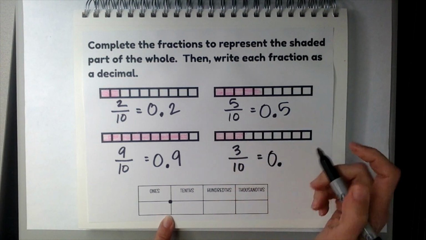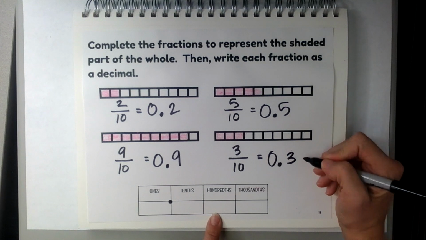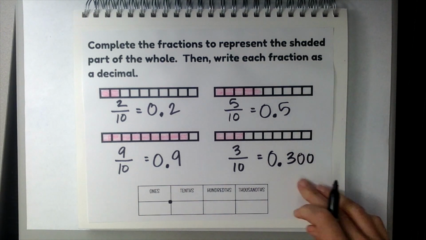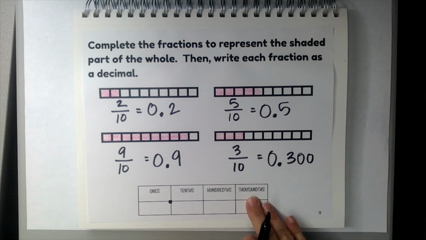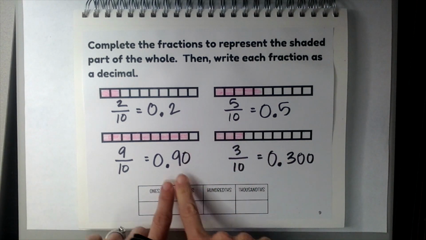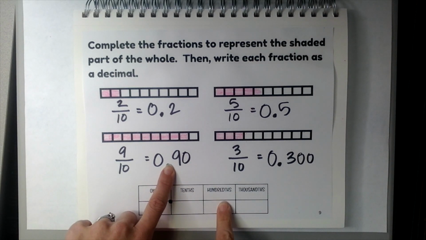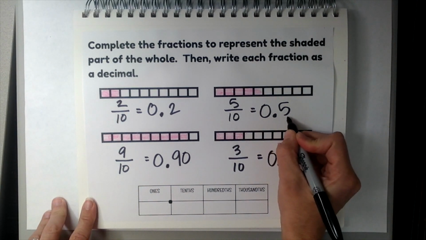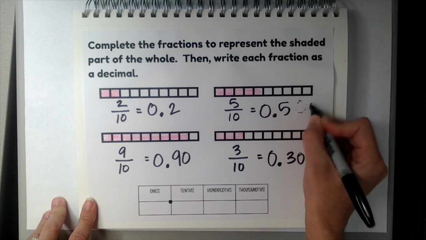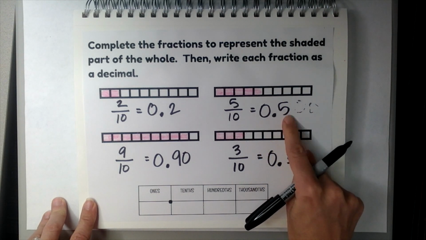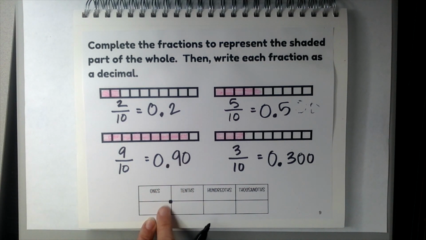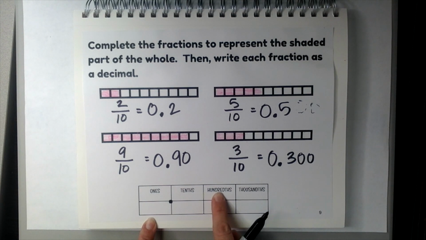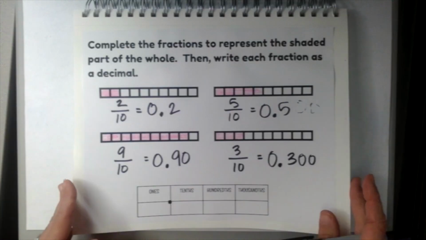0, decimal point, 3. Now something we could do is put as many zeros behind that as we wanted. We could say that's 300 thousandths, or we could say this is 90 hundredths. But since there's no zeros, we don't have to put the zeros there. We can just go to the farthest place value and stop there. So we say 5 tenths. In this instance, if we wanted to do that, we would say 90 hundredths, because that's the total number of place values we have represented there.